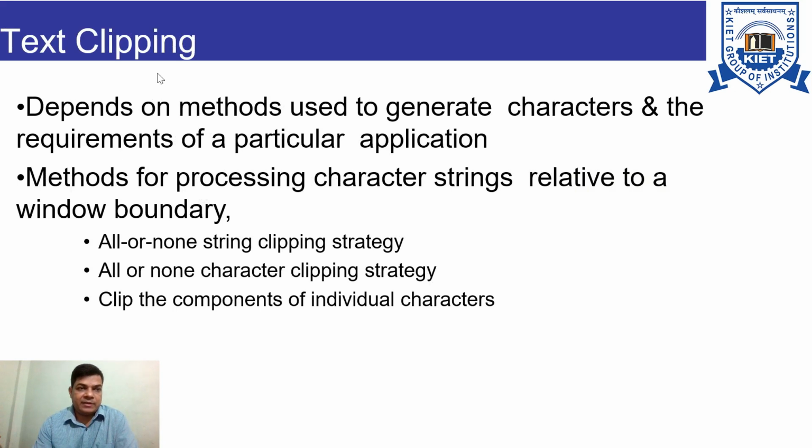Then we are having text clipping. So normally in text clipping we are performing clipping on text, that means the characters or the strings. It depends on methods used to generate characters and the requirement of a particular application, and the methods for processing character strings relative to a window boundary. So in this we are having three cases: first is all or none string clipping strategy, second is all or none character clipping strategy, and third is clip the components of individual characters.